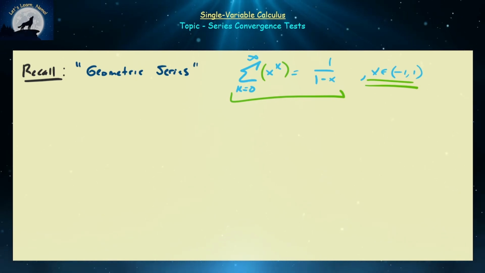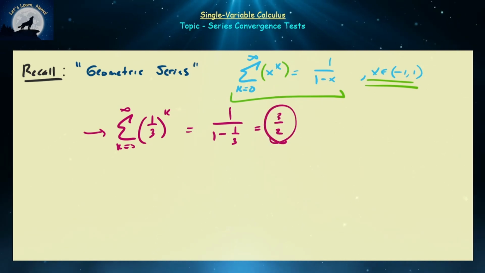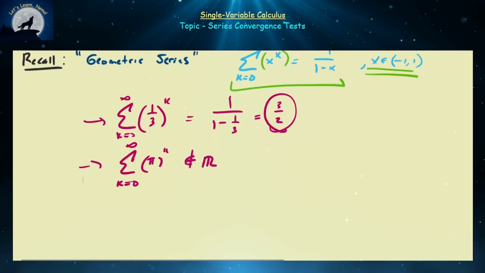that geometric series diverges. Just as a quick example, if we have the sum from k equals 0 to infinity of 1 over 3 to the power of k, since 1/3 is in between 0 and 1, this is going to converge to 1 over 1 minus 1/3, which is equal to 1 over 2/3, which is equal to 3/2. But if we have the sum from k equals 0 to infinity of pi to the power of k, since pi is bigger than or equal to 1, this series diverges. So those are some of the basics that we should already be familiar with.